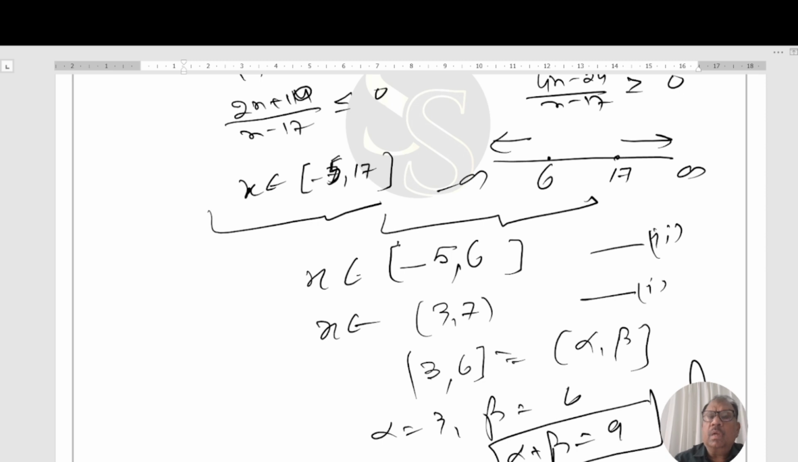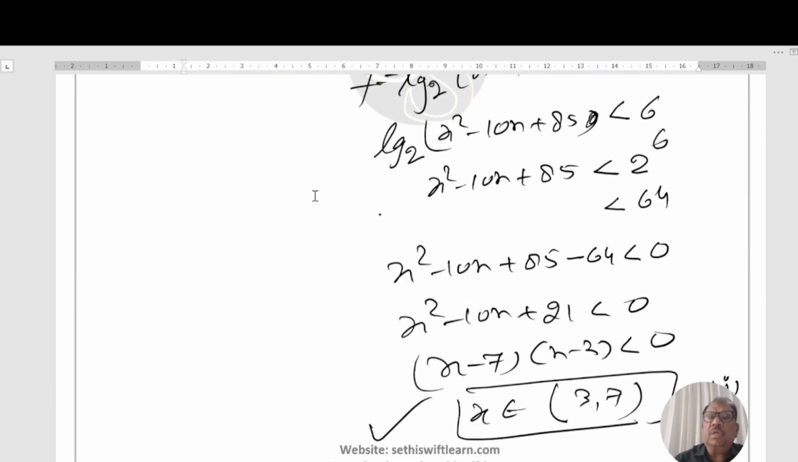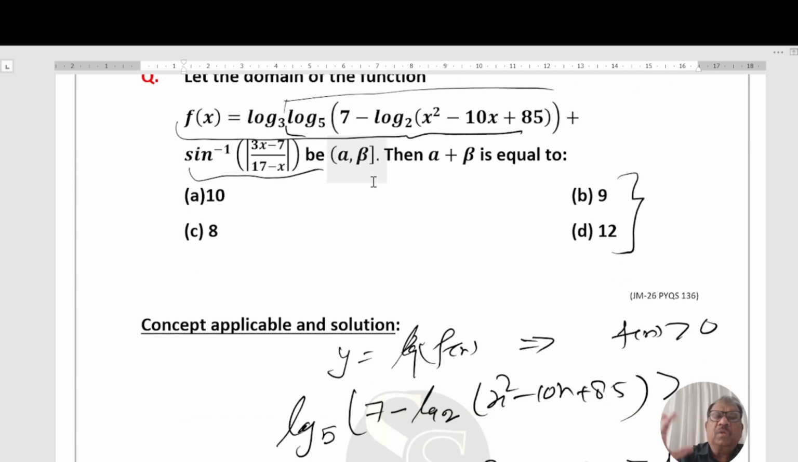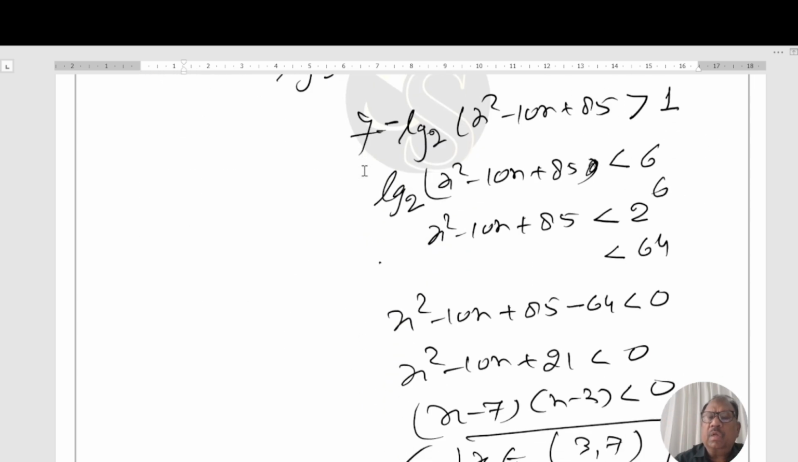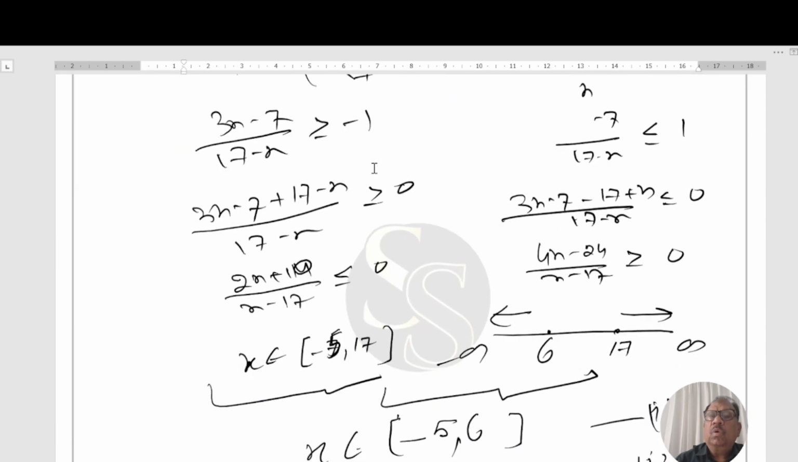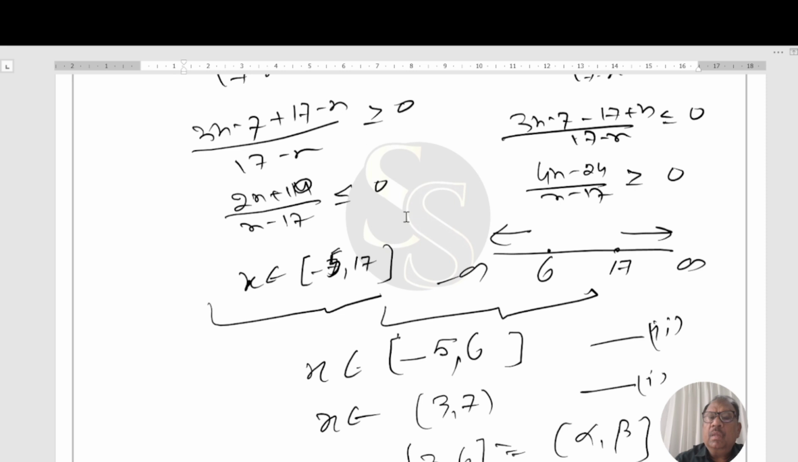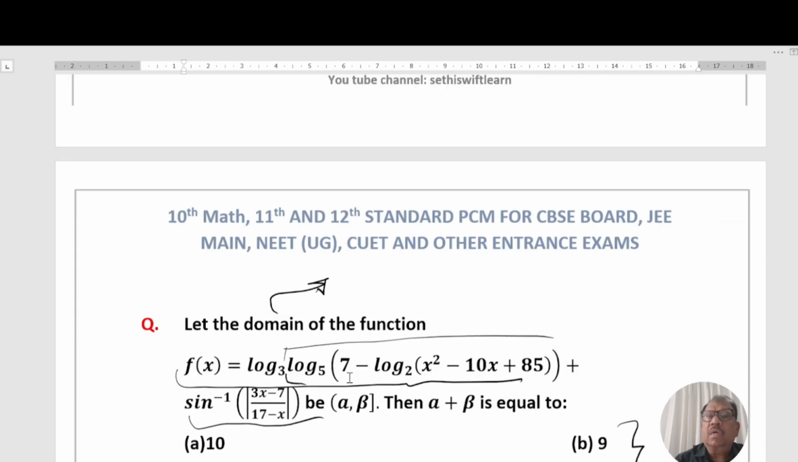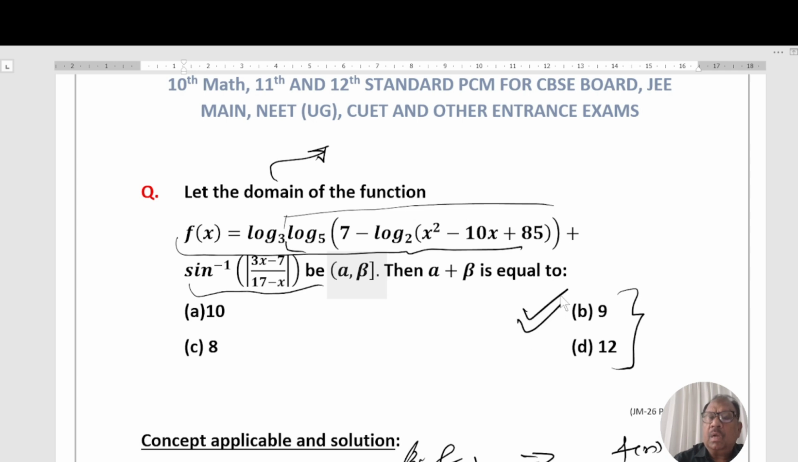That is our answer. Again repeating the concept. Here two functions are given to you. One is a log function, one is a sine inverse function. Log is defined only for positive real numbers. So starting from here, this should be greater than 0, simplifying it. The domain of sine inverse x is that x should belong to the closed interval minus 1 to 1. Simplifying that, two answers came out. After concluding, we took what is common in 1 and 2. After that, our answer is alpha plus beta equal to 9. Let's check the answer. B is the correct option.